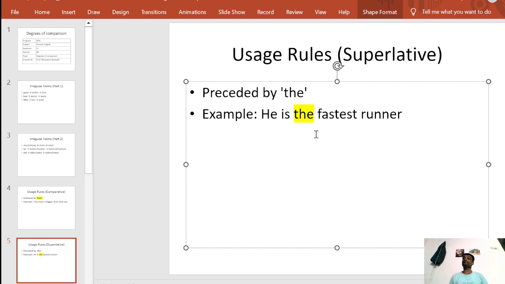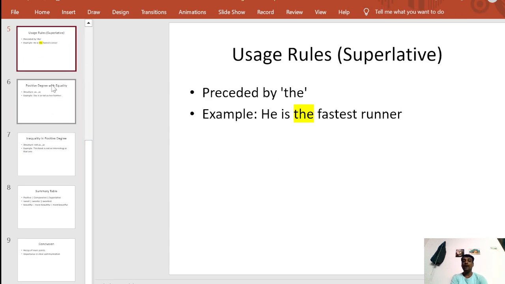So overall, that is how he is the fastest runner. Means no other runner runs as fast as this one. So whenever we discuss the superlative degree, we have to use the definite article the.